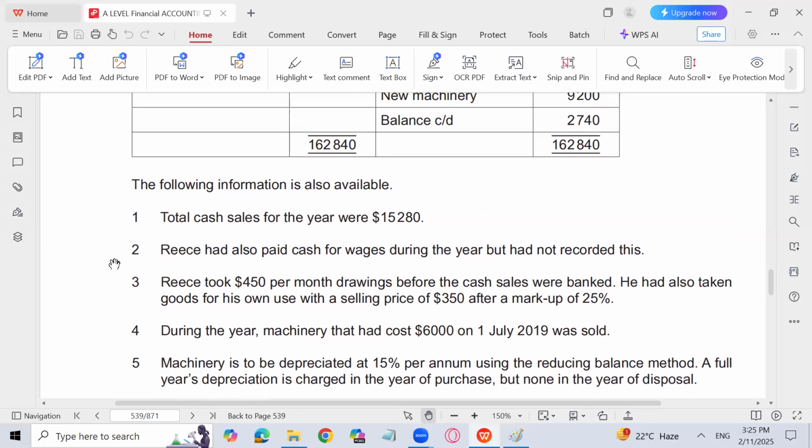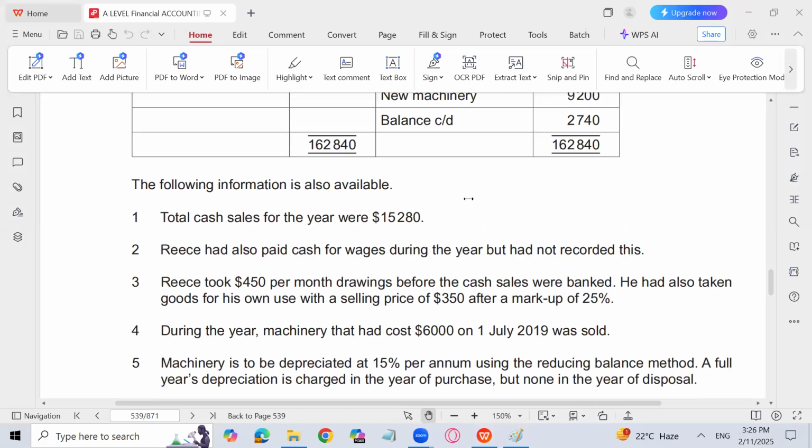So first of all, we need to know what is the effect of goods drawing? It will be subtracted from purchases and it will also be recorded in the heading of drawings. But unfortunately, goods drawing are always recorded at cost price. When the business owner takes goods for personal use, obviously he has to record it at cost price. But in this question, if you look, he took 450 per month before the cash sales, that is basically cash drawings. He has also taken goods for his own use with a selling price of 350 after a markup of 25%.